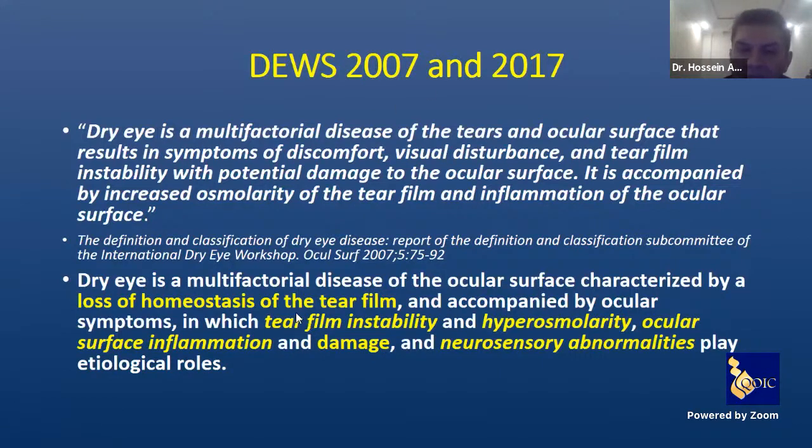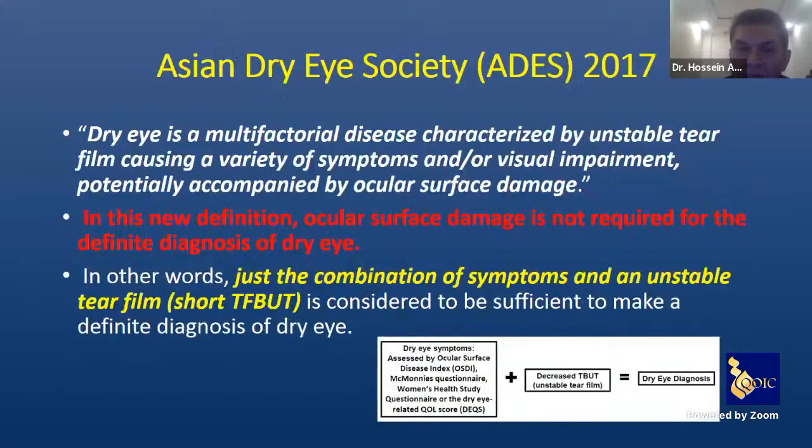And based on the last definition, tear film instability, hyperosmolarity, ocular inflammation and damage, and neurosensory abnormality play etiological roles, and we should consider them when we want to evaluate the patient with dry eye disease. And the Asian Dry Eye Society also presented another definition for dry eye, and mentioned that dry eye disease is multifactorial. All of these definitions emphasize the multifactoriality of dry eye disease.